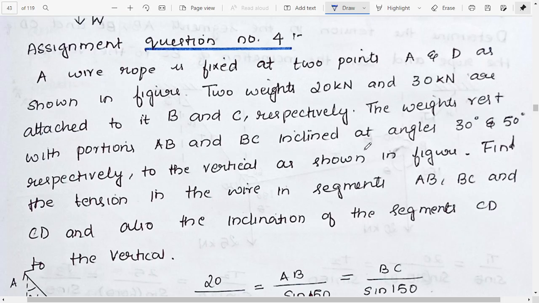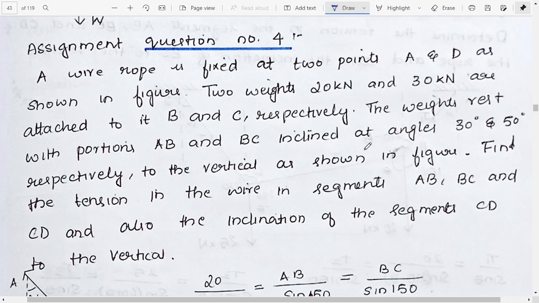In this video we'll be doing part 2 of free body diagrams. No, sorry, Lami's Theorem example questions. So from assignment question number 4 we'll be doing some problems.